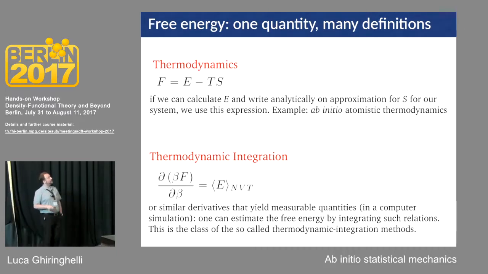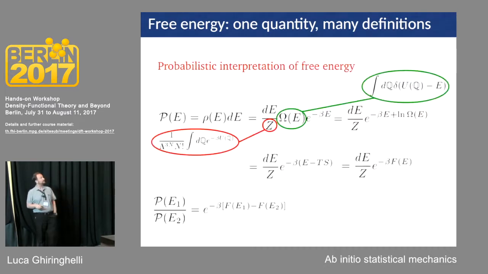Another useful definition of free energy is through its derivatives. Many derivatives of free energy are observables of the system. And actually this is also the way in experiment people would measure differences in free energy. If you can measure the derivative and integrate, and you know the free energy in some reference state, you can calculate the difference in free energy.